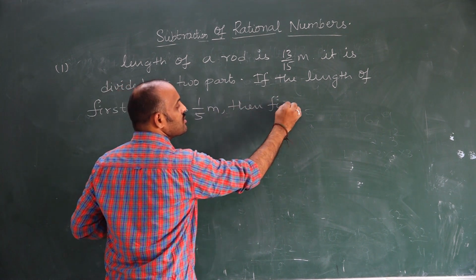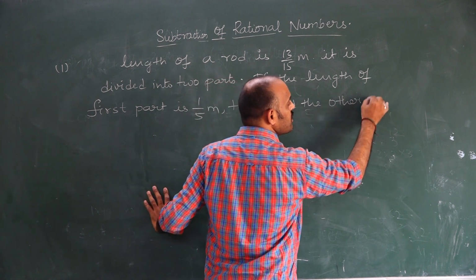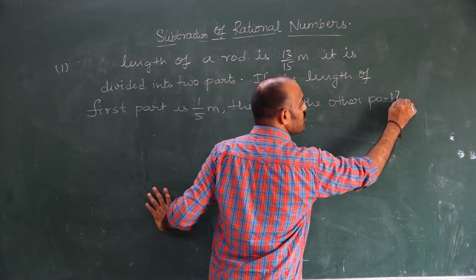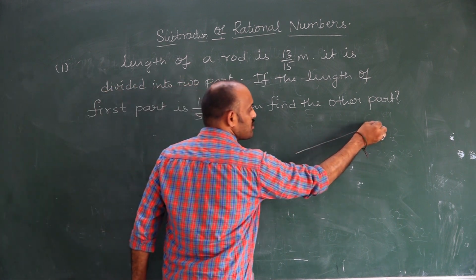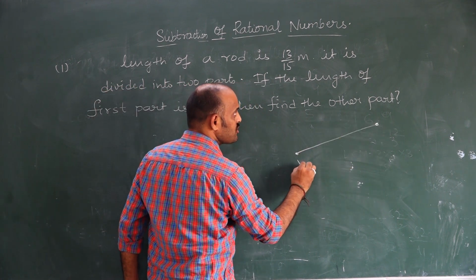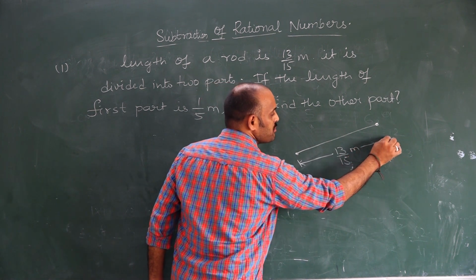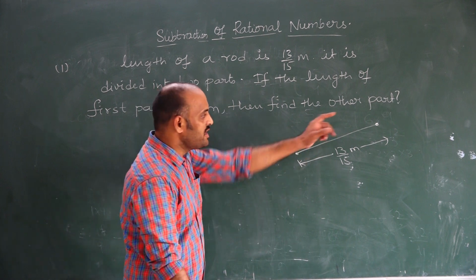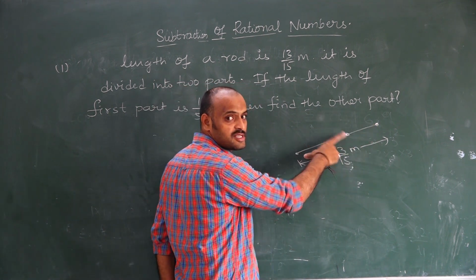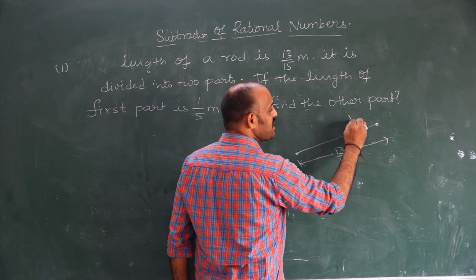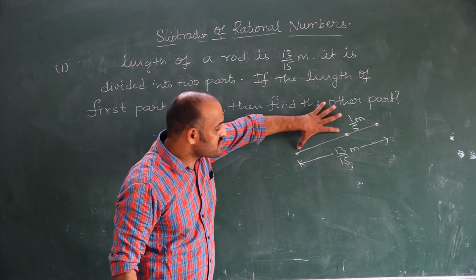I have a rod which is 13 by 15 meters. It is divided into two parts. This is one part and this is the second part. The first part length is given as 1 by 5 meters. How to get the second part?